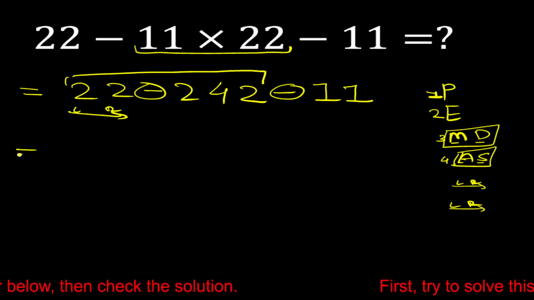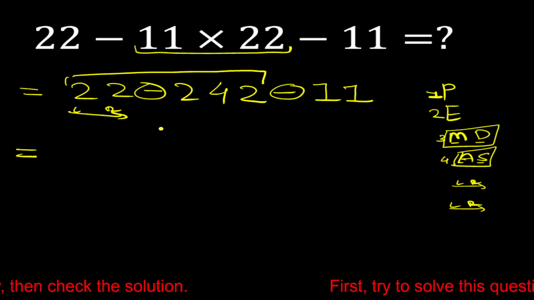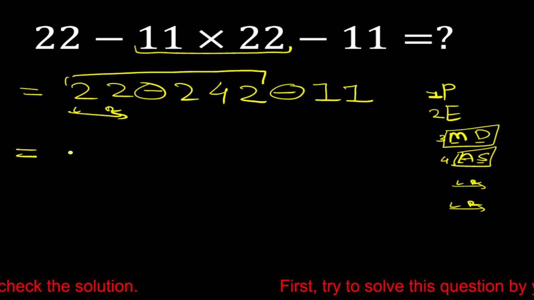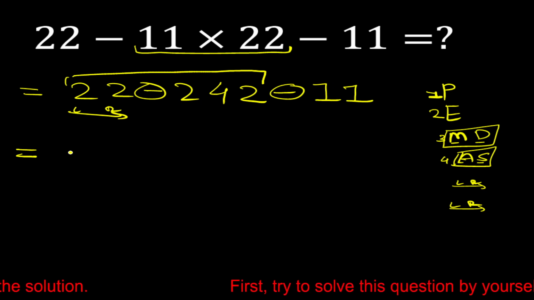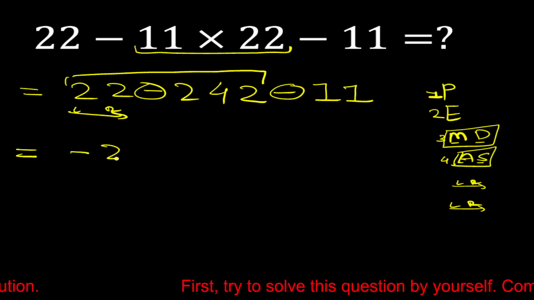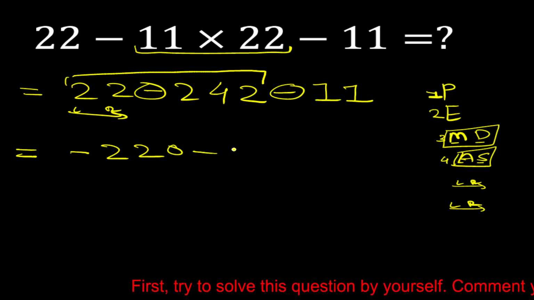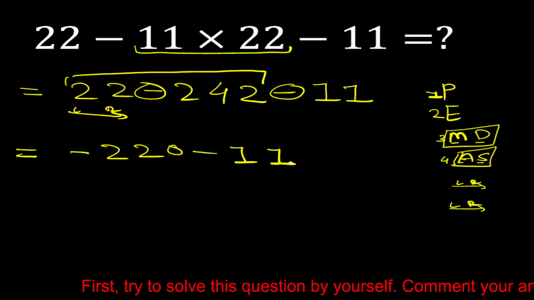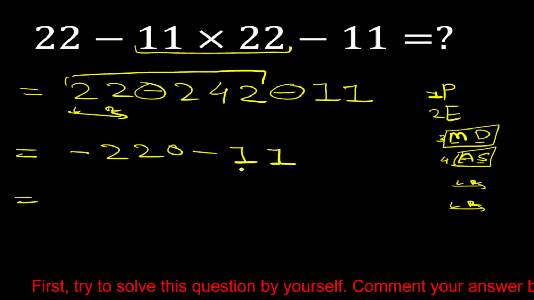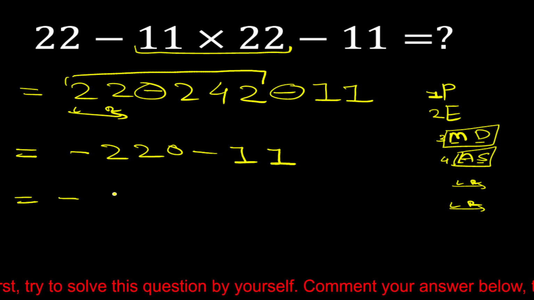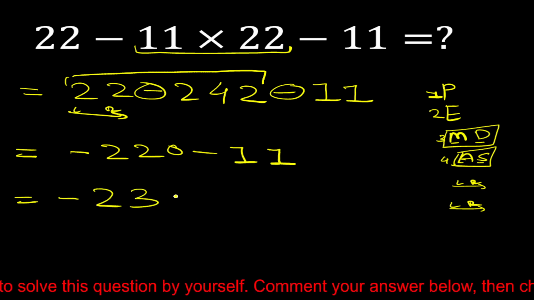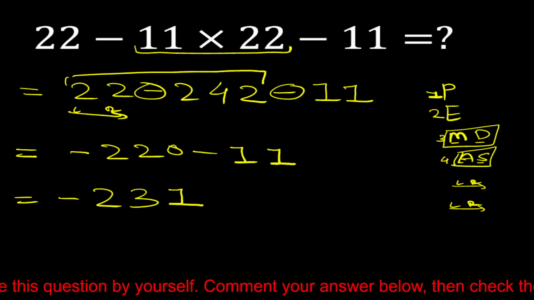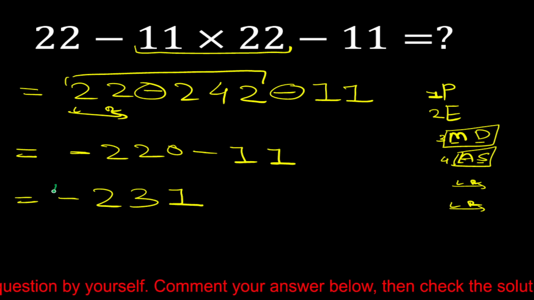Okay, so 22 minus 242 is equal to minus 220. Okay, so minus 220 minus 11. Now minus 220 minus 11 is equal to minus 231. Okay, so the correct answer is minus 231.